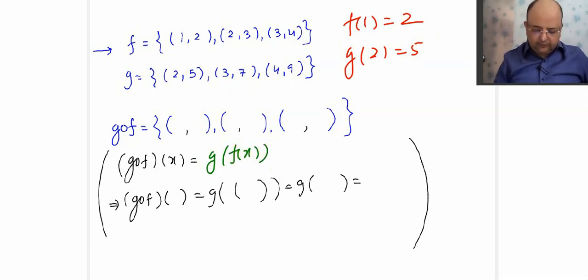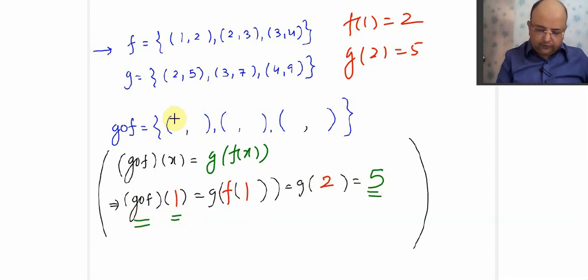So please be careful. What is gof of 1? It is g of f of 1. What is f of 1? 2. So this is g of 2. I can replace this by 2. So g of 2 is what? G of 2 is 5. Yes or no? So what does gof do? Gof takes 1 to 5. So I should write here 1 to 5.